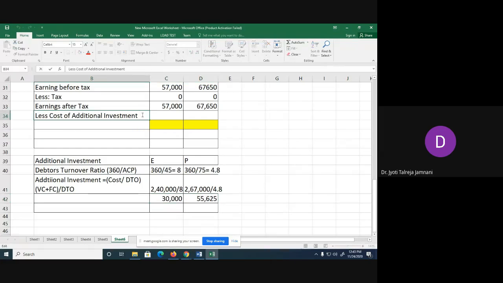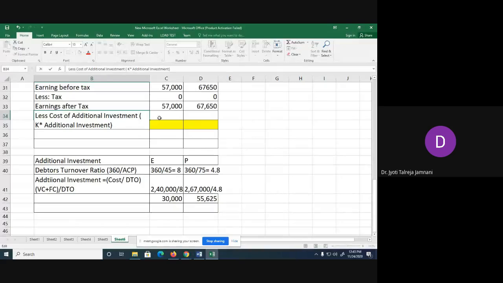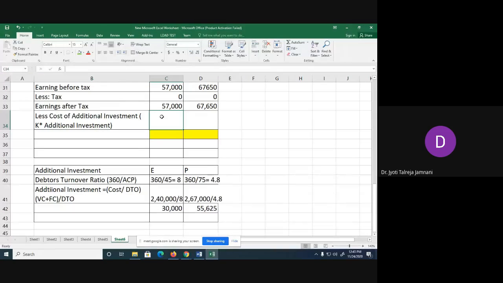Now we need the cost of additional investment. So cost of additional investment will be K into the additional investment, whatever you have. So the value of K is nothing but the cost of capital, which is given here. The expected rate of return is 15%. So we're going to take this 15% to calculate. So here we'll write the additional investment was 30,000. So 30,000 into 15 divided by 100. So how much you get? 4,500.